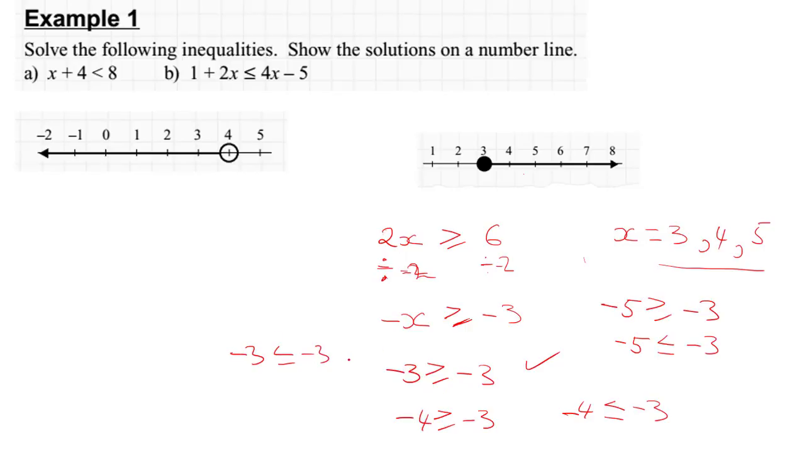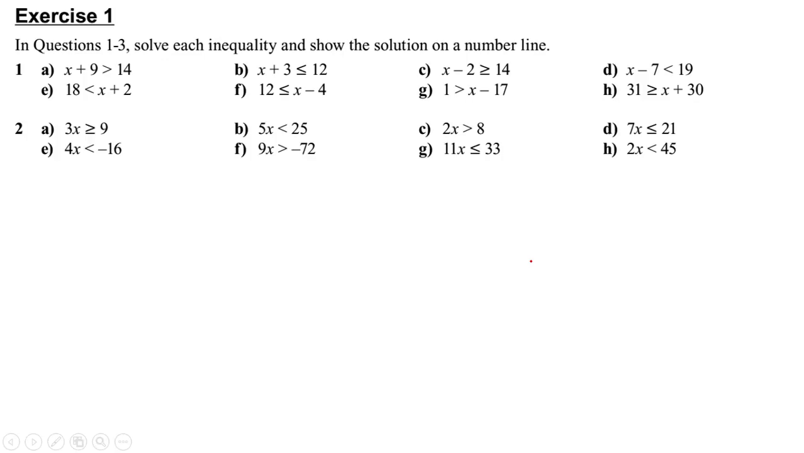That just works. So when you're dividing an inequality by a negative number or even timesing, don't forget to flip the what? The sign. The sign must face the other way around. Okay? Now I would like you to pause the video quickly and then try question 1 and 2. Pause the video, try question 1 and 2.